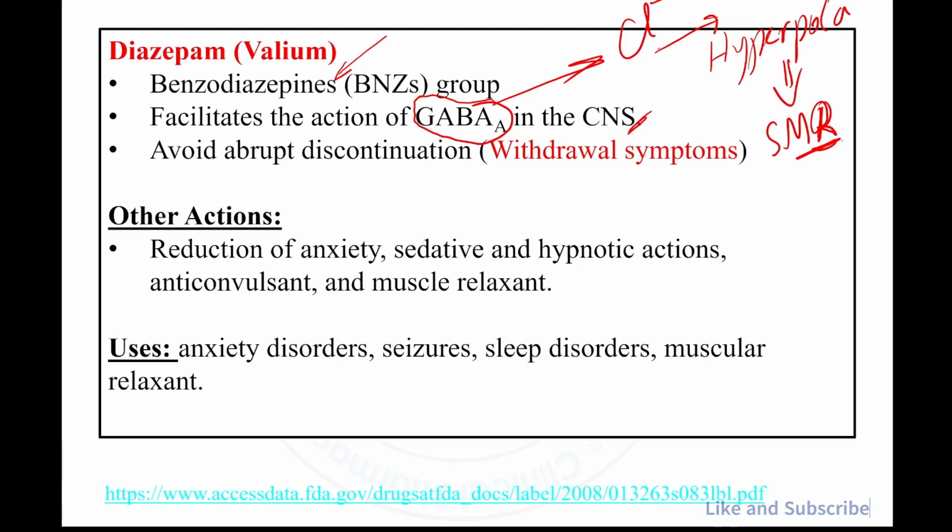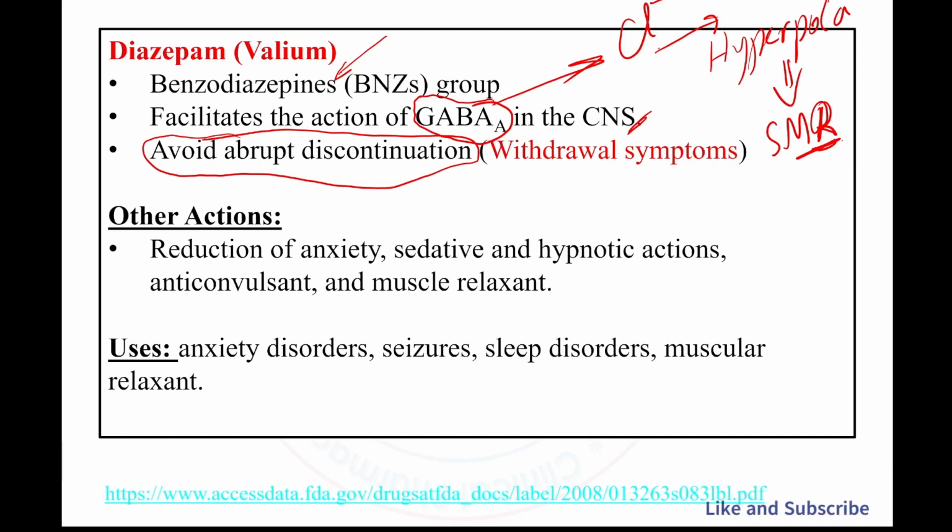Again, for diazepam, it's recommended to avoid abrupt discontinuation, avoid stopping this medication suddenly, because if you use it long term, more than 3 weeks, 1 month, and try to stop this medication suddenly, the result will be withdrawal symptoms. And we are going to discuss some signs of withdrawal symptoms in the opioids, similar to what you have here, like agitation, insomnia, tremor, anxiety, and so on.